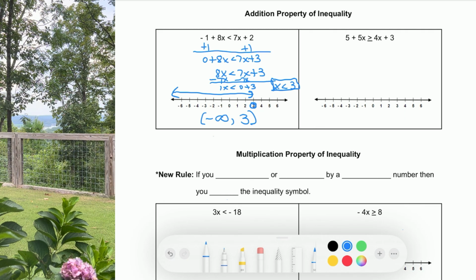Now let's look at the next one. 5 plus 5x is greater than or equal to 4x plus 3. Subtract 5 from both sides.